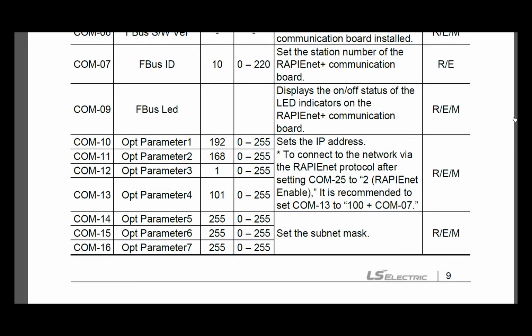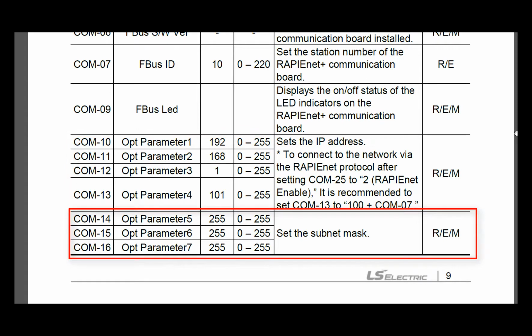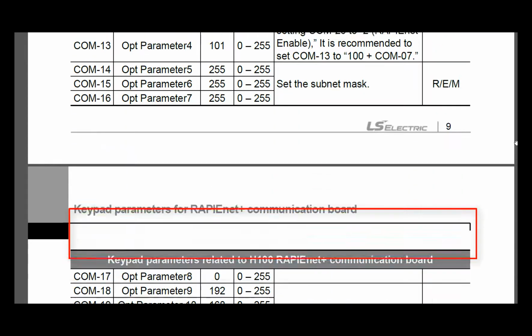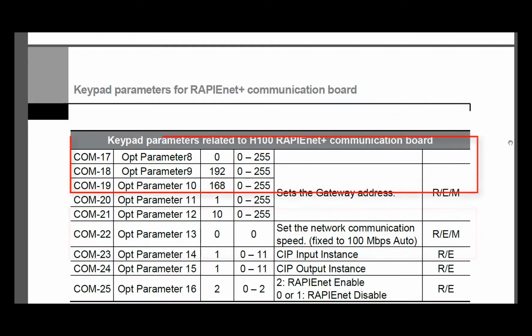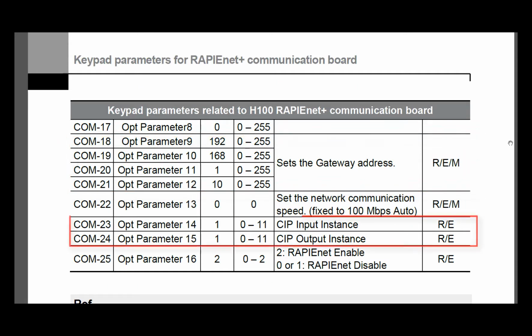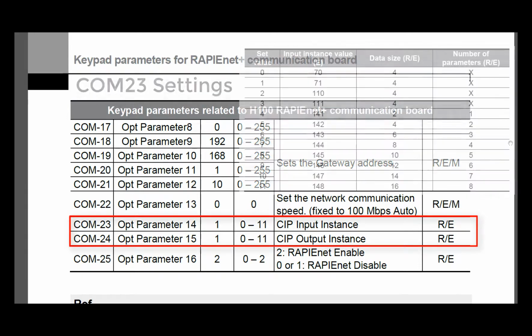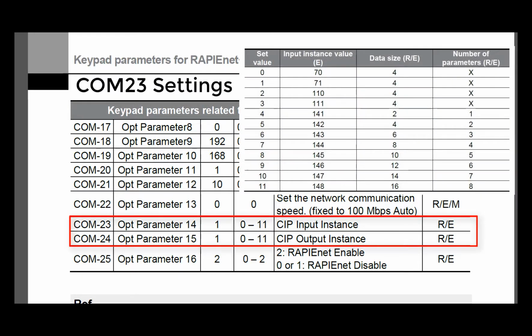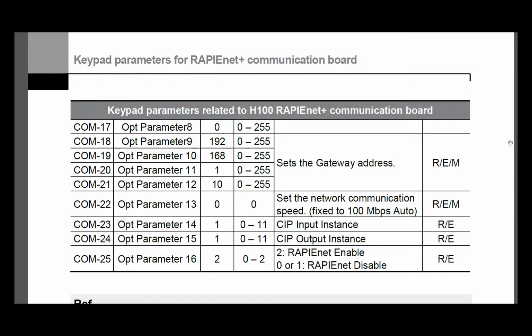If we take a second to review the Ethernet IP module manual, we can see that the IP address is set in COM 10 through 13. The subnet mask is set in COM 14 through 17, and the gateway is set in COM 18 through 21. You'll want to make sure this matches the settings on your PLC to make sure you are on the same network. Additionally, the CIP input instance and output instance, which we set up, are set in COM 23 and 24 accordingly on the drive.